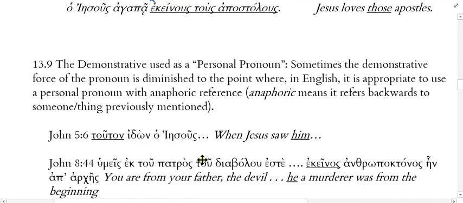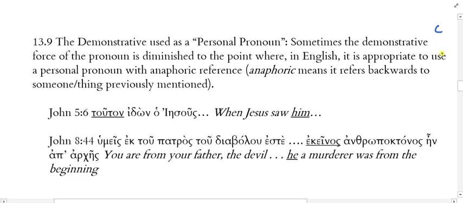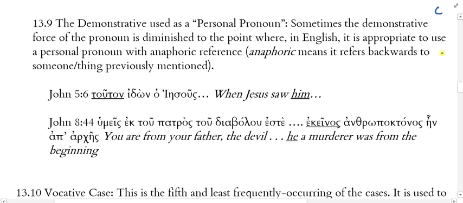Now, in 13.9, we also see one other use of the demonstrative. This is where the demonstrative can sometimes be used, or at least translated, as if it were a personal pronoun. Sometimes the demonstrative force of the pronoun is diminished to the point where, in English, it's appropriate to use a personal pronoun with anaphoric reference. Anaphoric simply means backward referring. If a pronoun is anaphoric, it's referring backwards to something or someone previously mentioned in the context.